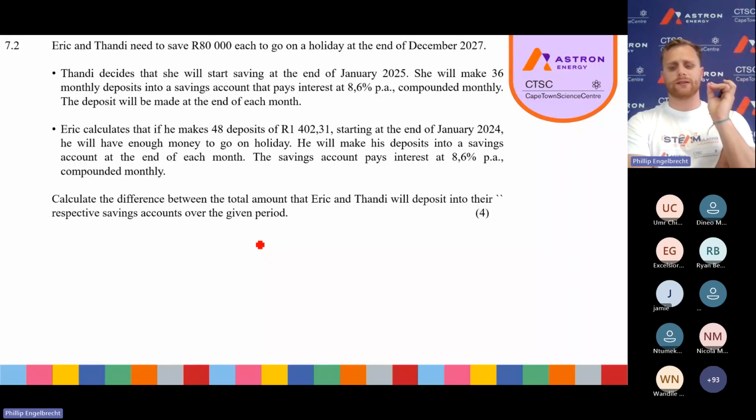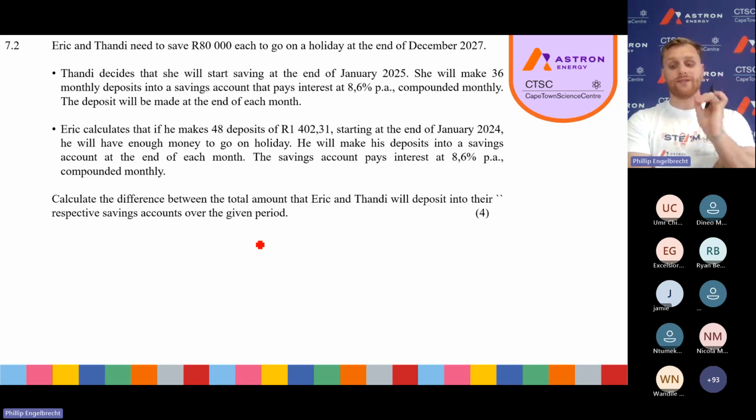They say that Thandi decides that she will start saving at the end of Jan, and she will make 36 monthly deposits into her savings account that pays interest at 8.6% per annum, and this is compounded monthly. The deposit will be made at the end of each month.